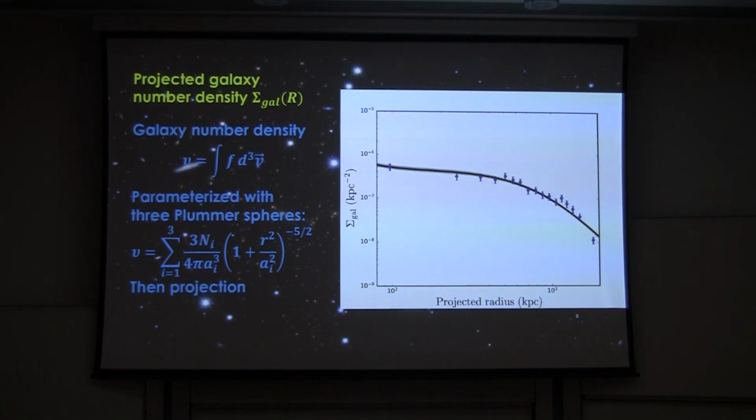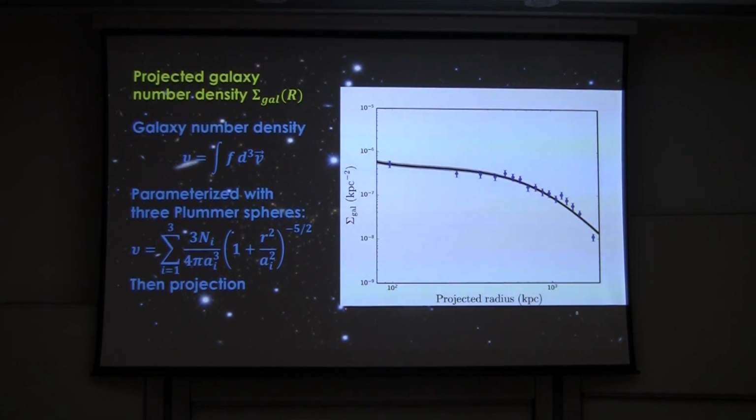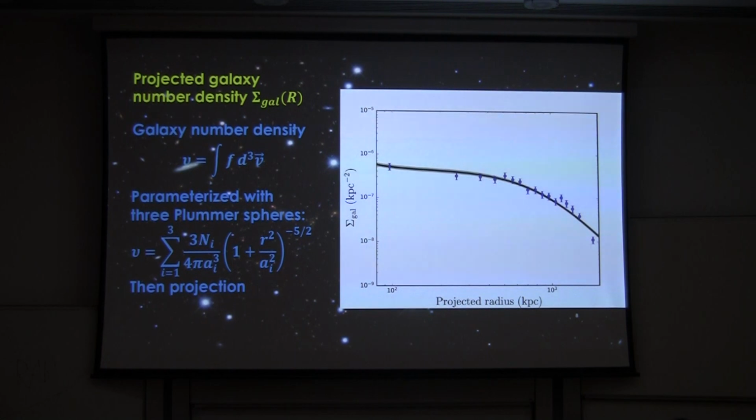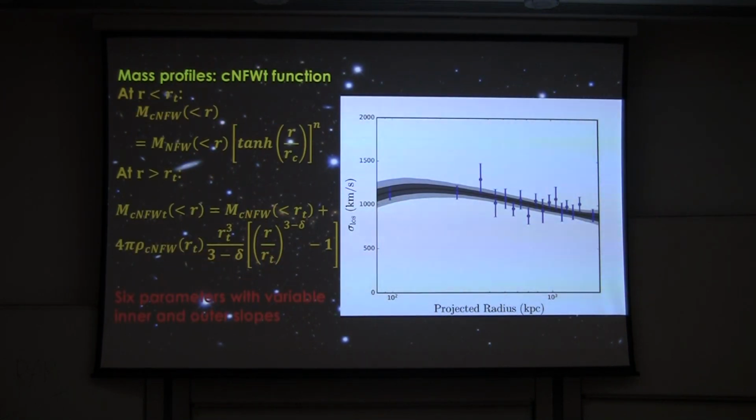Once we fit this projected profile, we get the parameters A and N. We use 3 Plummer spheres; you can add more, but 3 is enough for our cases. Then, once we know the parameters, we basically know the volume distribution, the number density of galaxies. And this is the central equation, called the GMC equation. This is the bin data, and this is the profile we want to match.